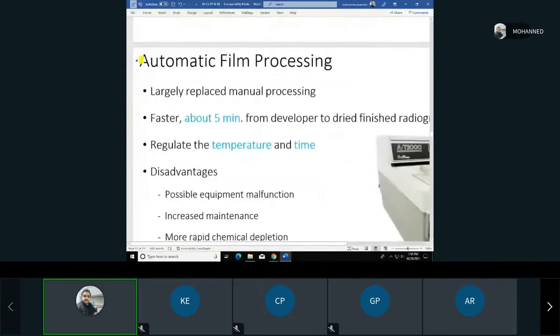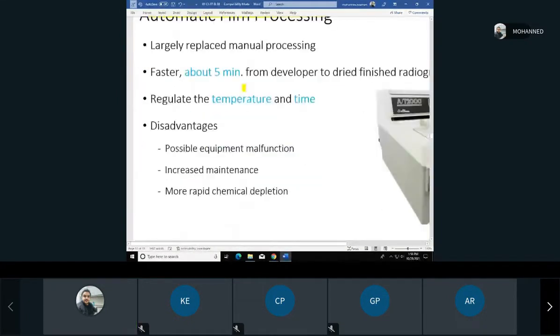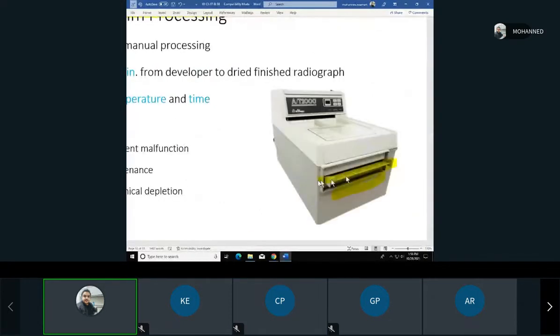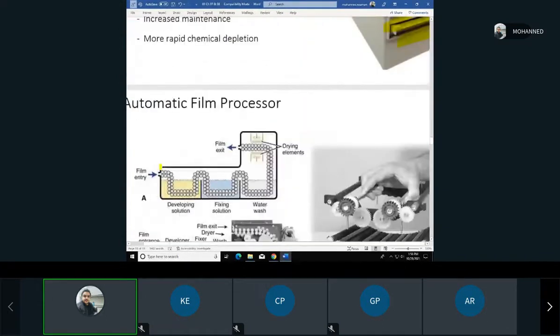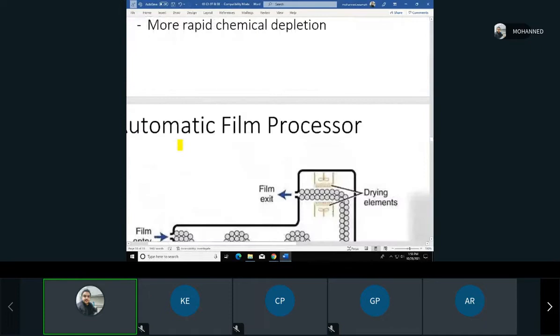Then we had the automatic processor. So this is much faster. This is how it looked like. We used to have one in the lab, but because we're not using it, we actually removed it. This is where you put the films. You put your X-rays from here, and they will go through 3 tanks, and then they come up from here. The 3 tanks are like that. You see here, this is where we put the film.